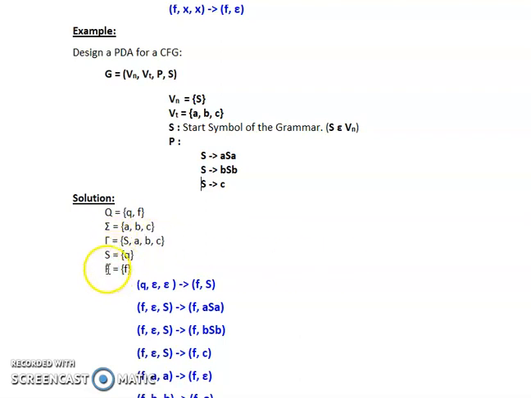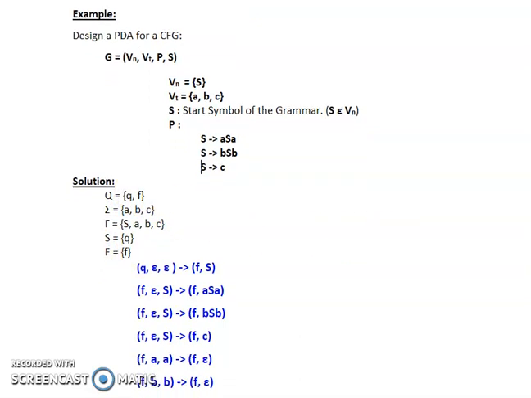Now, the start state is considered to be q, and the final state is considered to be f, which we have already defined. Now, let us see the transitions that have to be provided for your push-down automata in order to convert a CFG to a PDA.